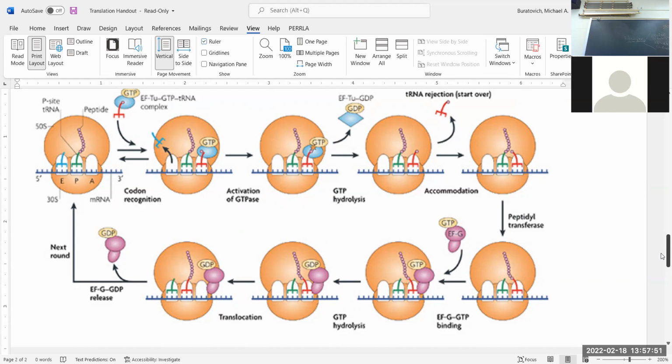Now, in eukaryotes, you have one release factor, and it's just called release factor. In bacteria, you have three release factors, RF1, RF2, and RF3, and they work together. And they specialize for different termination codons too. In eukaryotes, it's a one-size-fits-all sort of thing.